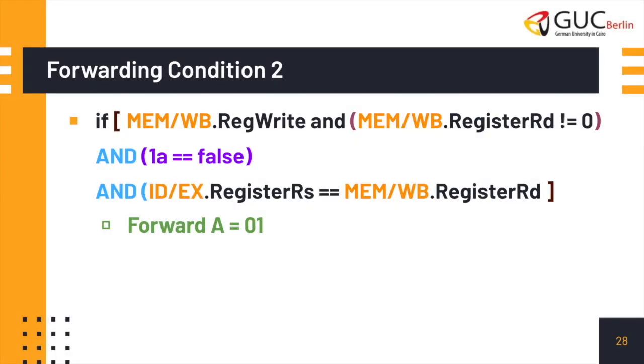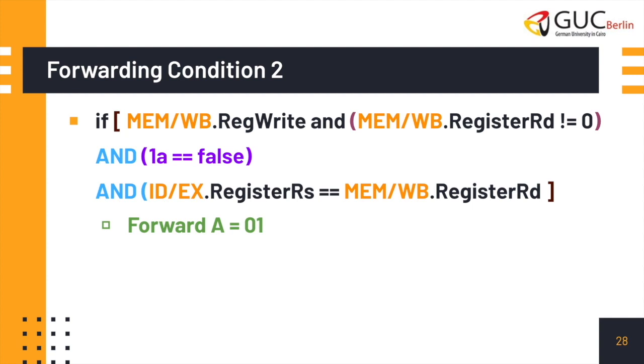Now let's update our forwarding conditions, especially forwarding condition 2, to prevent it from forwarding when condition 1a is satisfied. So I have 1a and 1b. If 1a and 1b are satisfied, I should not look into condition 2a and 2b. In the previous example, we had 1a and 2a both true. If 1a is true, then I should not forward or perform the functionality of 2a. I should only go for 1a, because 1a will forward from the execute stage.